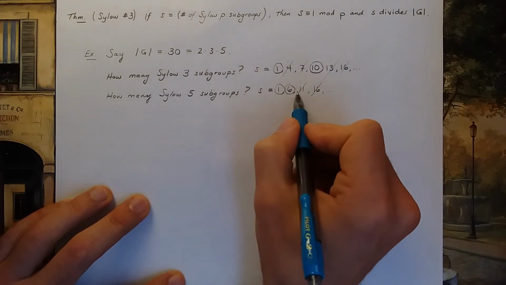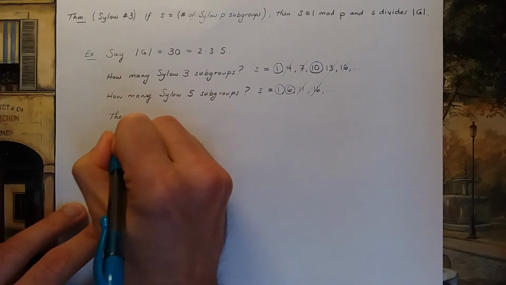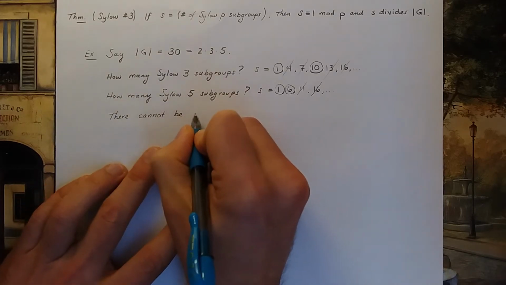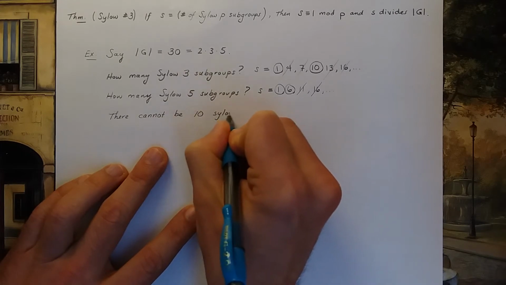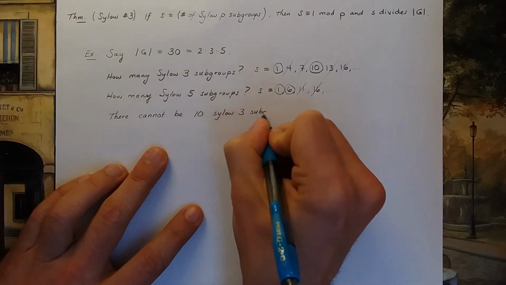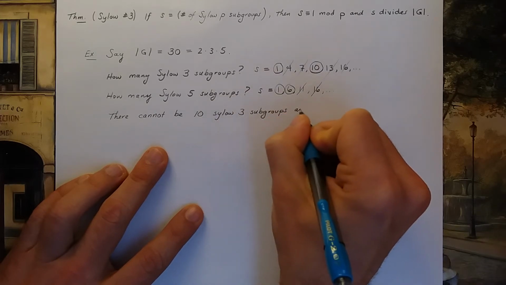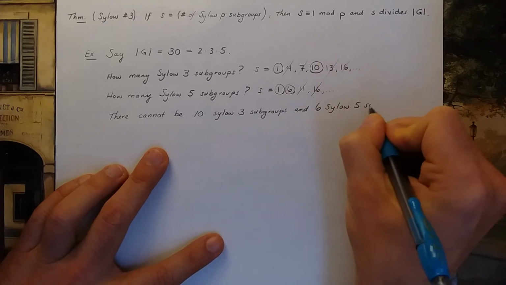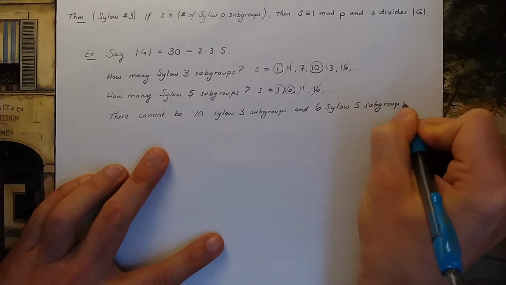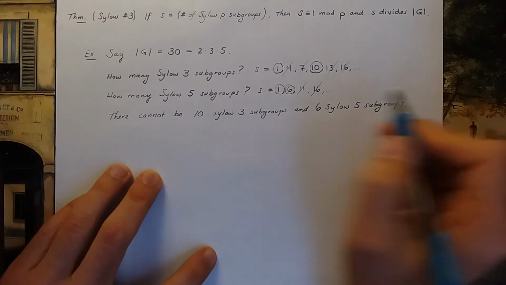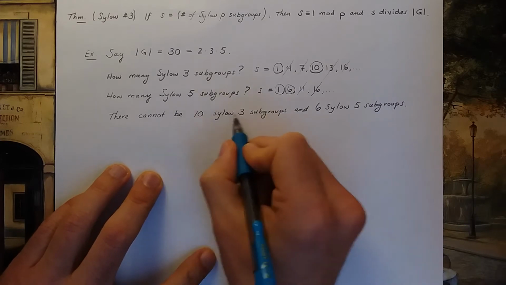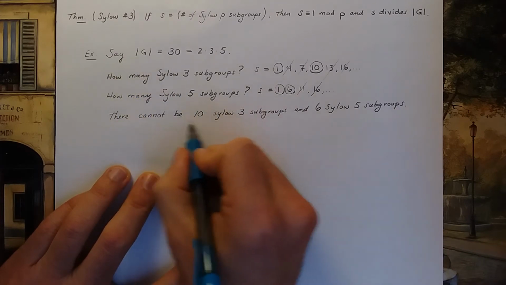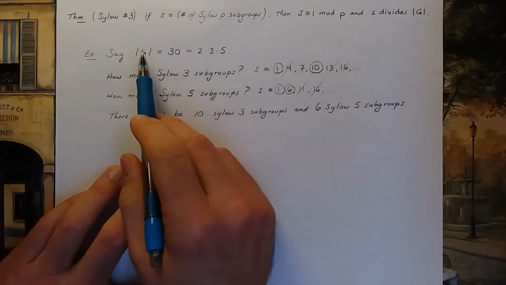But I claim this: there cannot be ten Sylow 3 subgroups and 6 Sylow 5 subgroups. I'll prove it, but the reasoning is if there were 10 Sylow 3 subgroups and 6 Sylow 5 subgroups, there wouldn't be 30 elements in your group. This accounts for too many elements to be a group of size 30.